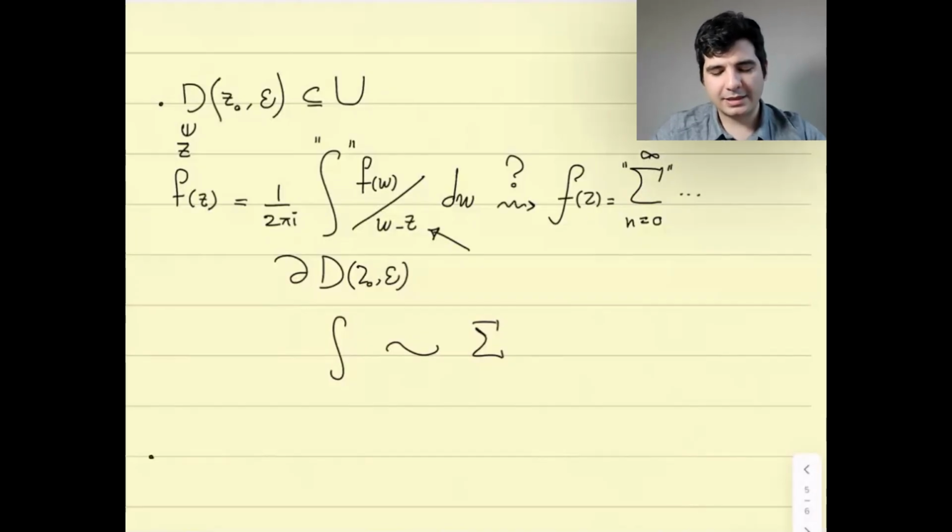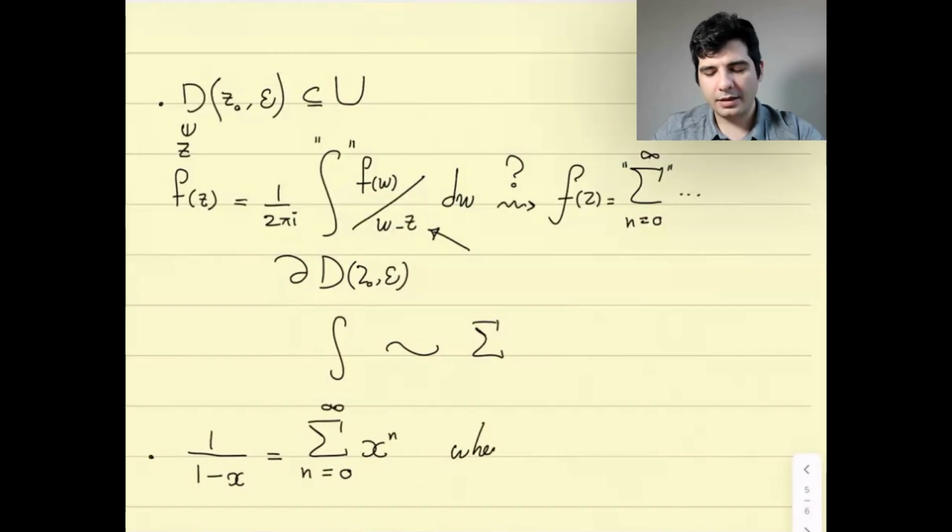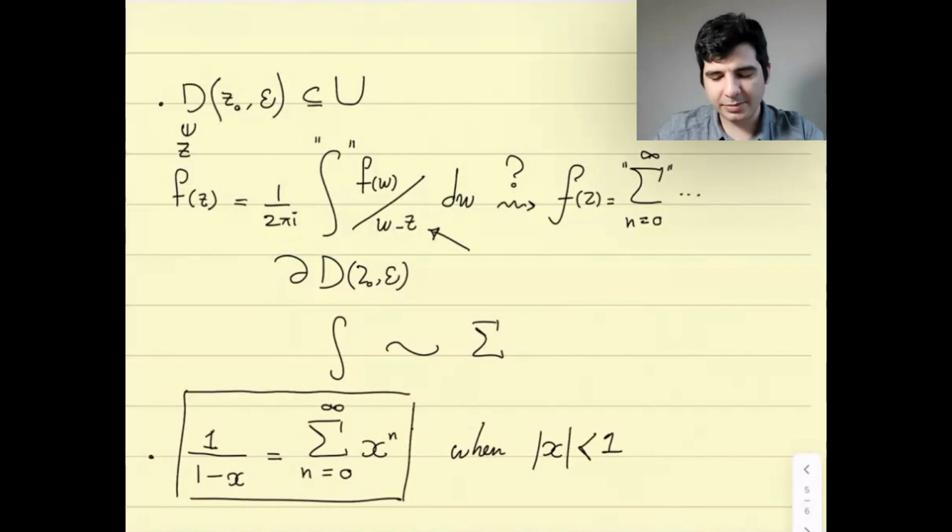A simple way to say it is the following. You might have seen this simple expression, 1 over 1 minus x is equal to the sum of x to the n, where n goes from 0 to infinity, when x has norm less than 1. You might have seen this in calculus. I leave this to you, but this is a valid expression even if x is a complex number with norm less than 1. It doesn't have to be real. That's essentially why Cauchy's integral formula is useful.